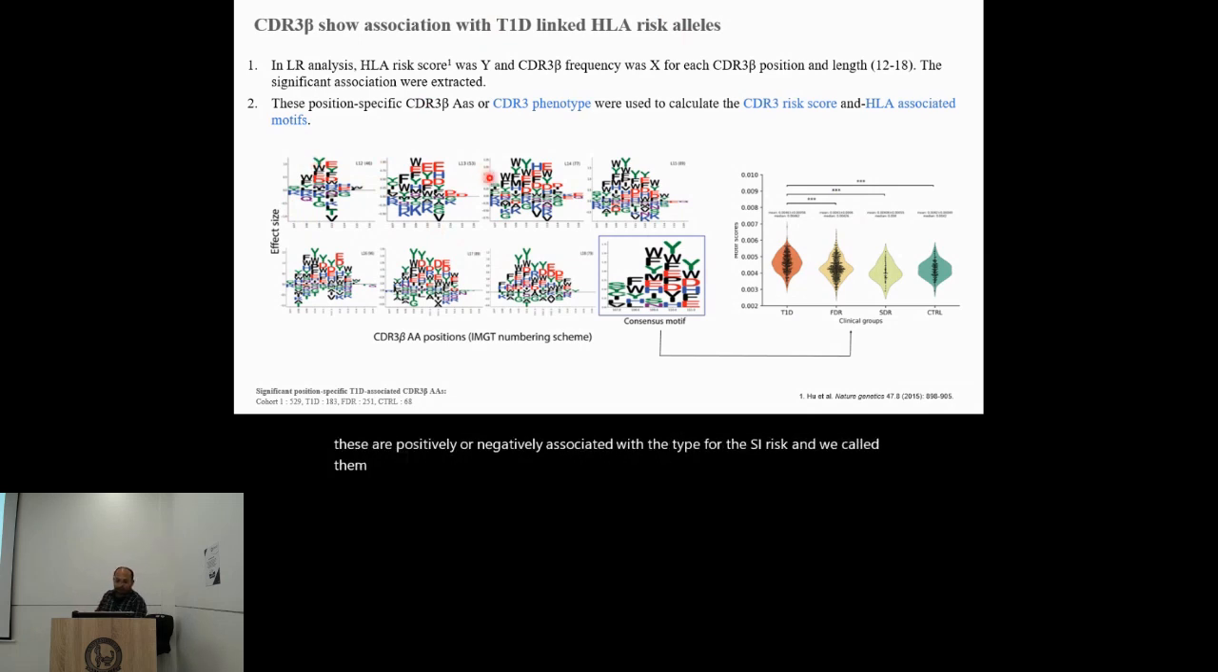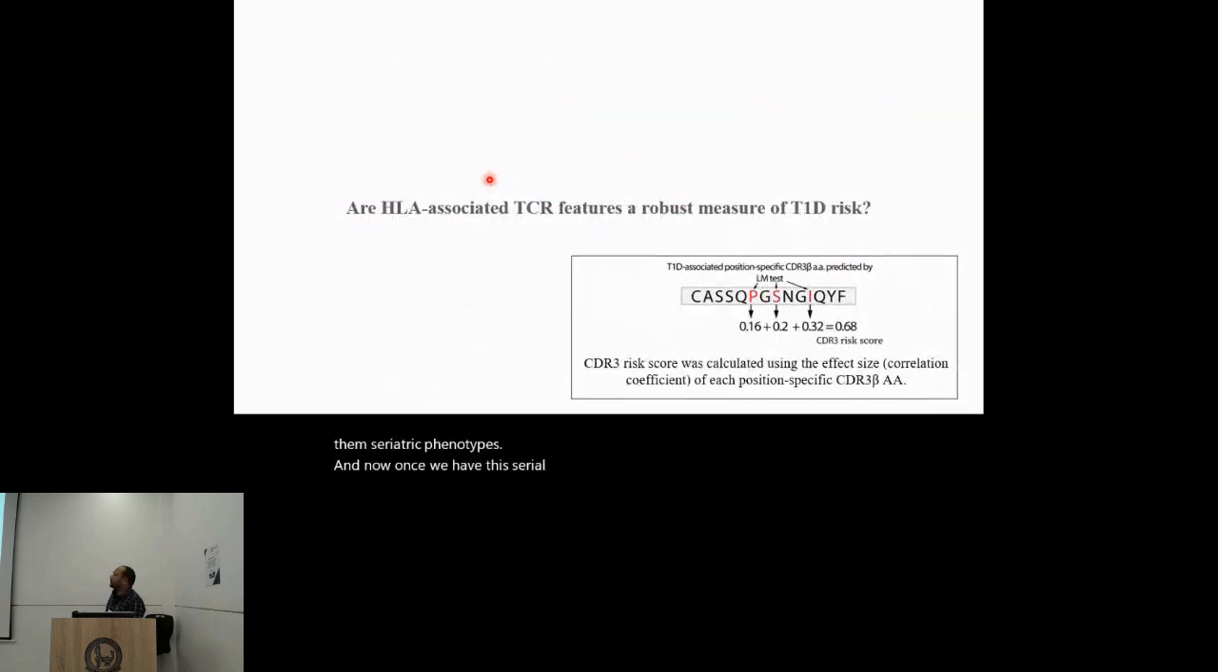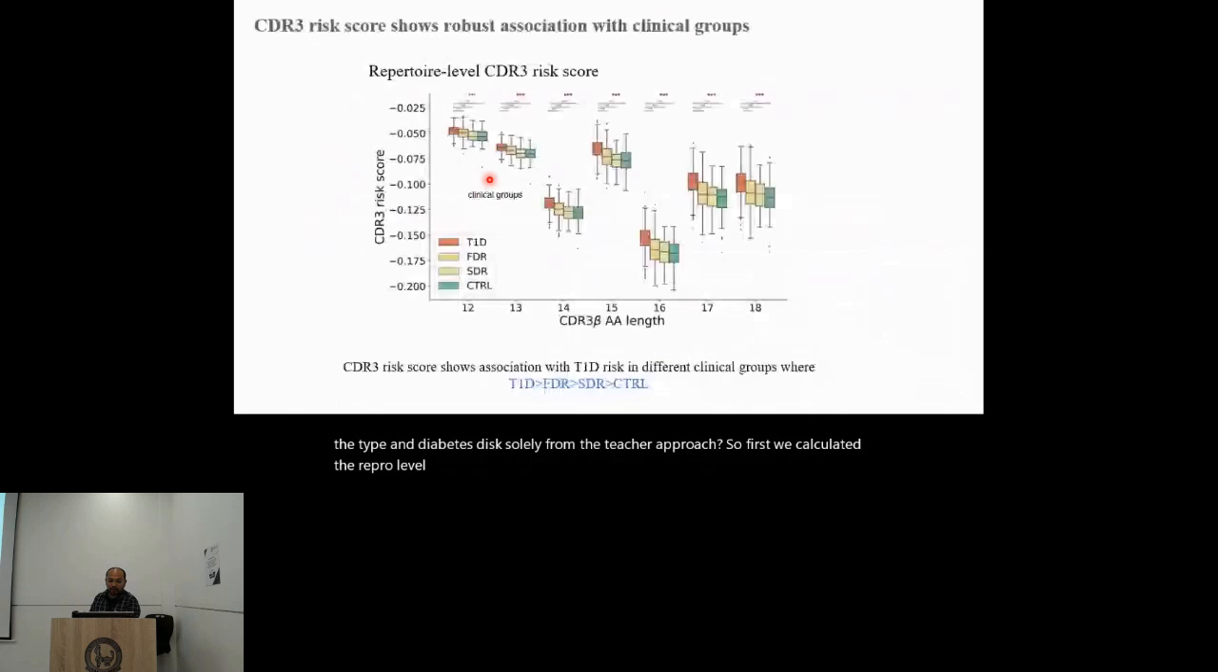CDR3 phenotypes. Now once we have these CDR3 phenotypes, how can we use them to predict the type 1 diabetes risk solely from the TCR repertoires? First we calculated the repertoire level CDR3 risk score, which is basically the sum of your CDR3 phenotypes and their effect sizes for the whole repertoire, and you average it.